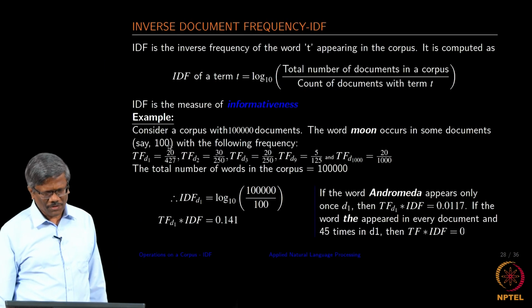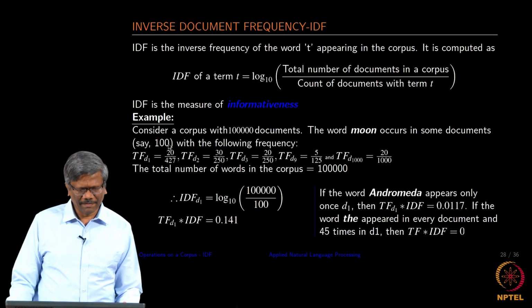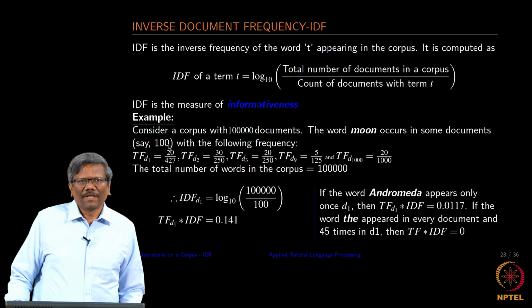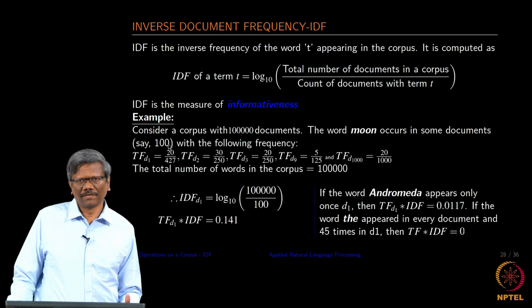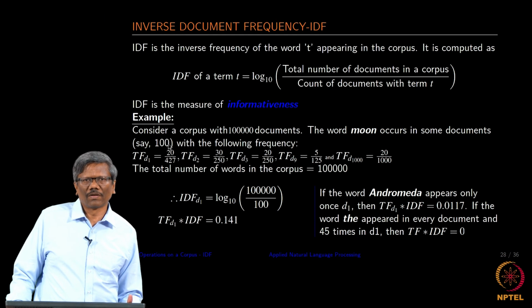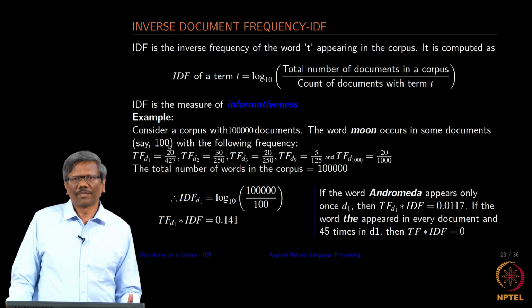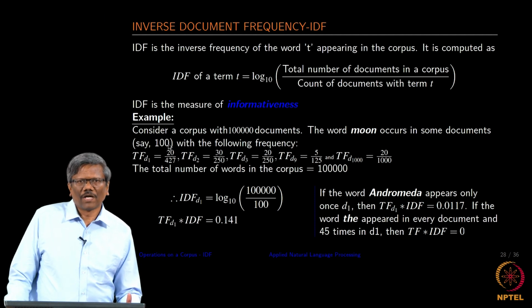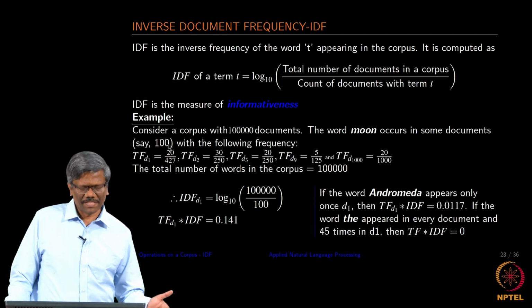Okay. Let us take one small example and then explain the importance of TF IDF. Expanding the definition: IDF of a term t equals log 10, I am taking the base as 10 here, of the total number of documents in a corpus to the count of documents with the term t. So, IDF is now the measure of the informativeness, as I mentioned earlier.